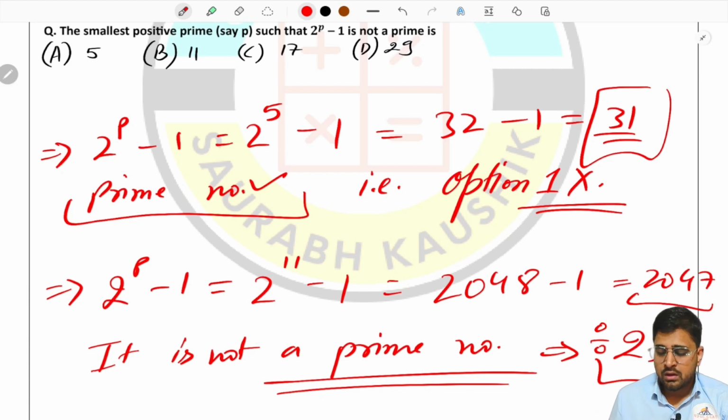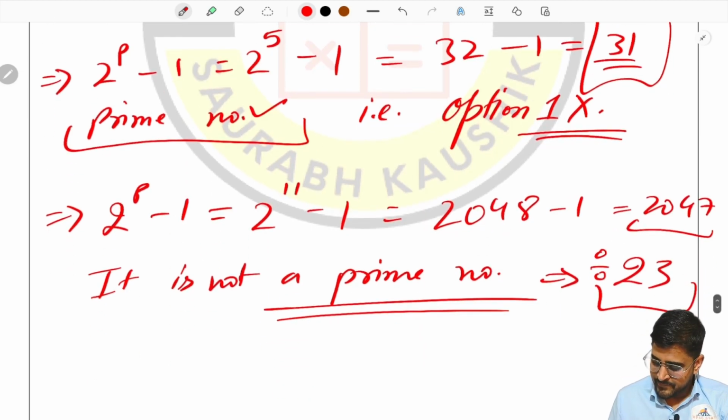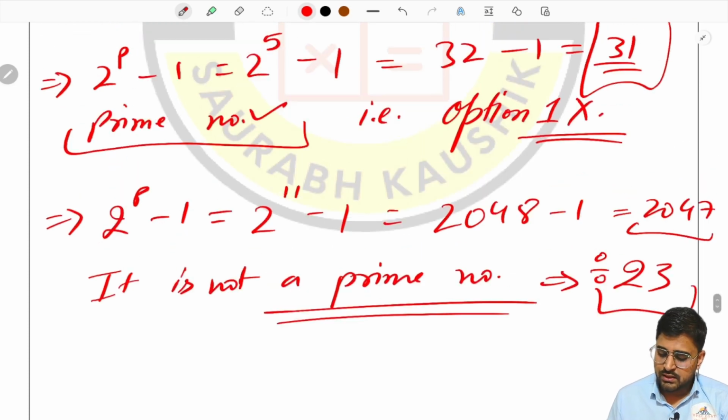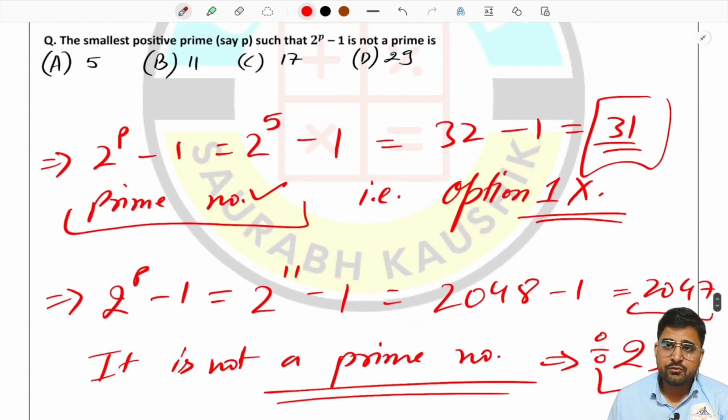Otherwise, it's not possible to put 17 to the power 17 to the power 29. It is difficult. Okay, and this is also difficult. See, I know this is divisible by 23. That's why I marked it. Otherwise, it is difficult to get the divisibility of 23 also. So this is a very good question and a tough one.